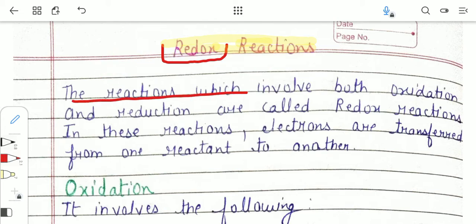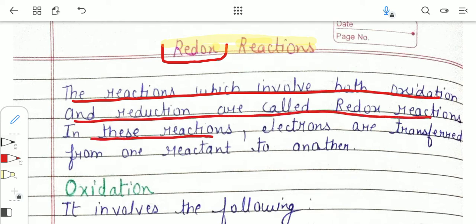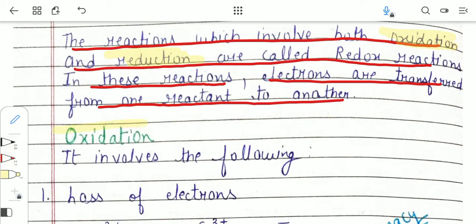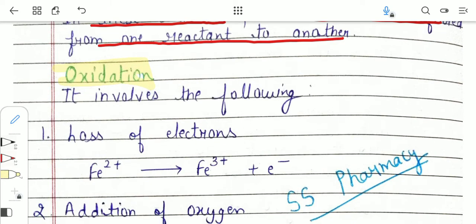The reactions which involve both oxidation and reduction are called redox reactions, and in these reactions electrons are transferred from one reactant to another. So this is the basics of redox reaction. Now, in order to understand better we must first understand what exactly is meant by oxidation and reduction. Firstly we will talk about the basic concept of oxidation. In oxidation basically three things are happening. If in any reaction those three things happen, we say that element is undergoing oxidation or reduction accordingly.